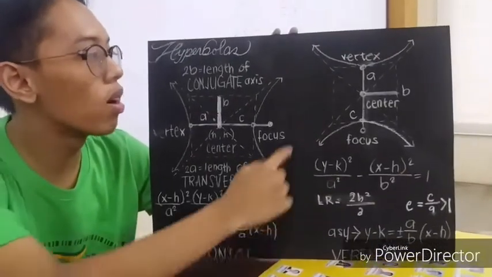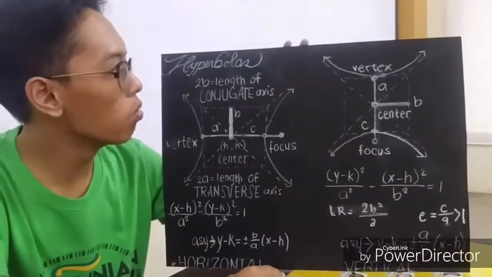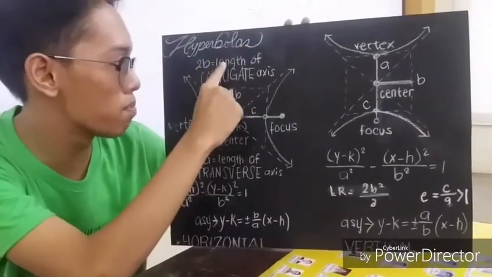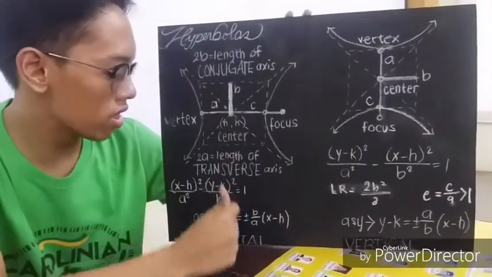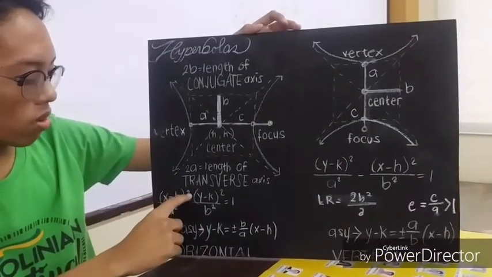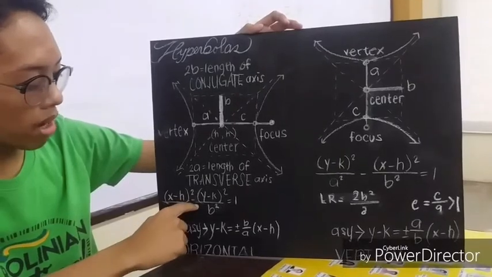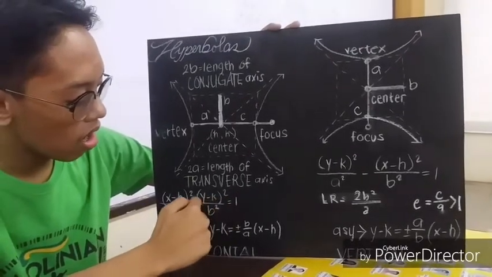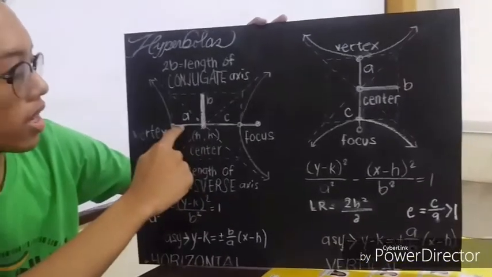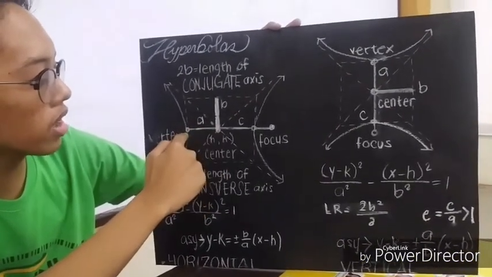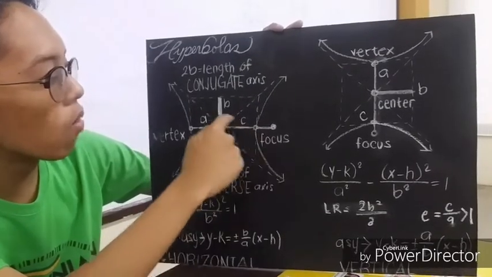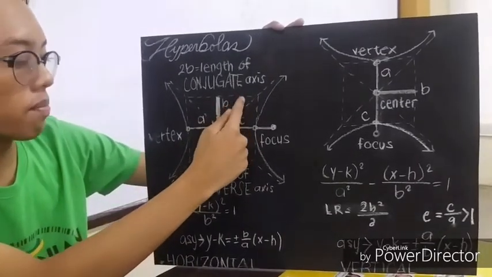As you can see in this illustration board, you will learn how to graph the horizontal and vertical hyperbola. First, use the equation for the horizontal: (x minus h) squared over a squared minus (y minus k) squared over b squared equals 1, where a is the distance from the center to the vertex and c is the distance from the center to the focus, while b is just the conjugate axis.